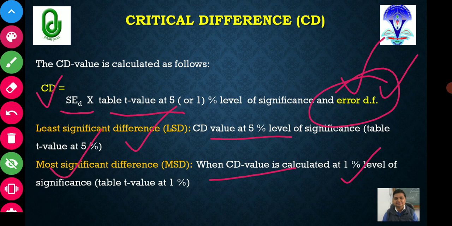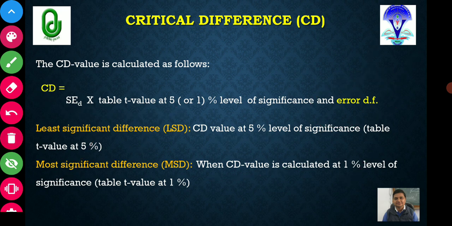So sometimes in your examination, in multiple choice questions, you may be asked, what is least significant difference? Then it is nothing but the CD value at 5% level of significance. And most significant difference is the CD value at 1% level of significance.